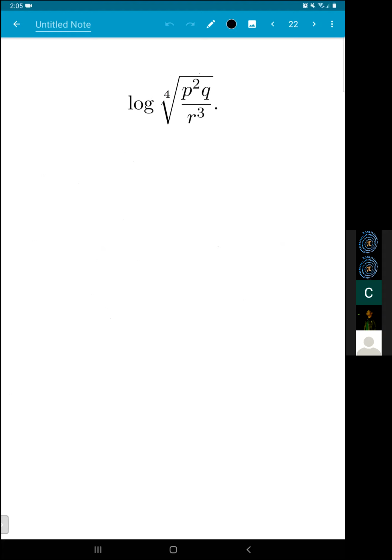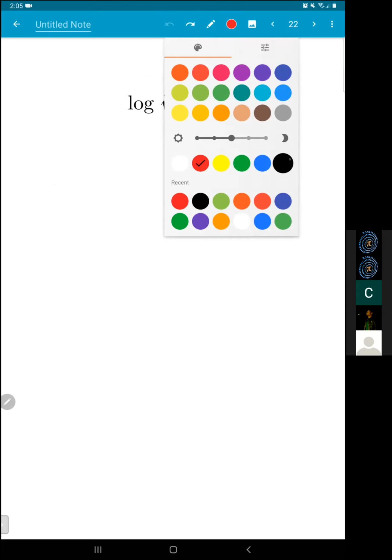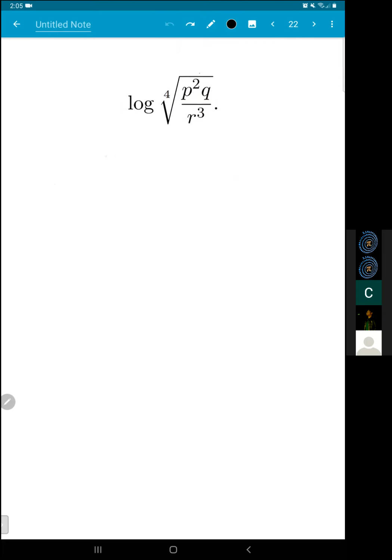But first, how do you handle the radical there? You cannot, of course, just get rid of it by, say, putting everything inside the radical. No, you cannot do that. Rather, you have to write the radical as an exponent first. Remember, the fourth root is equivalent to the exponent 1 over 4. So we can rewrite that as the logarithm of the quantity p squared q over r cubed, raised to 1 over 4.